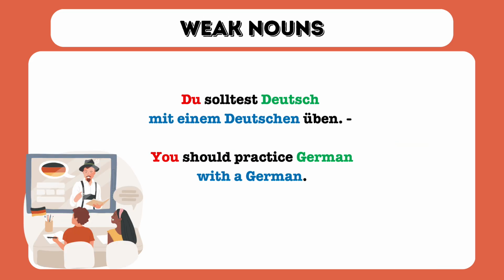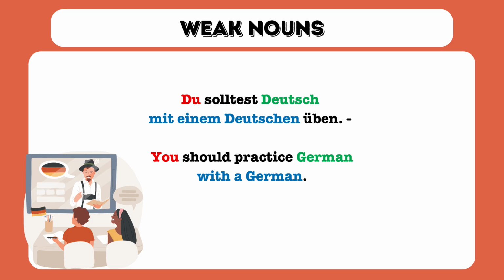Du solltest Deutsch mit einem Deutschen üben. You should practice German with a German. In this sentence, the word German is der Deutsche, but we changed it to mit einem Deutschen in the dative case because we wanted to say with a German, and the preposition mit requires the dative object.